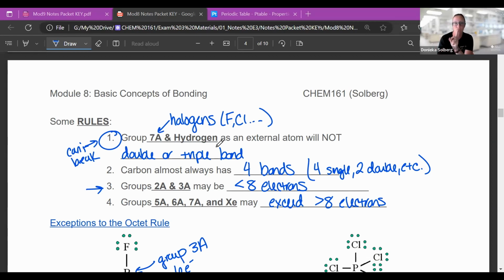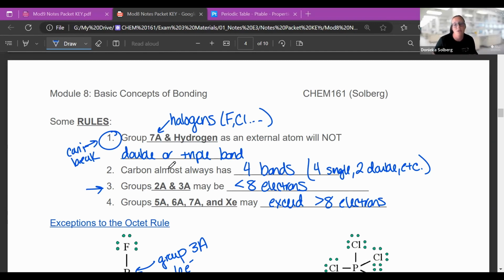Hydrogen can only do one bond because remember it only wants 2 valence electrons. So hydrogen will also never double or triple bond because it only wants those 2 electrons. Another rule is that carbon almost always has 4 bonds, like no dots, 4 bonds. It could be 4 single bonds, or it could be 2 double bonds, or a single and a triple, or something like that. But for actual bonds, it likes to be sharing all 4 of its valence electrons.